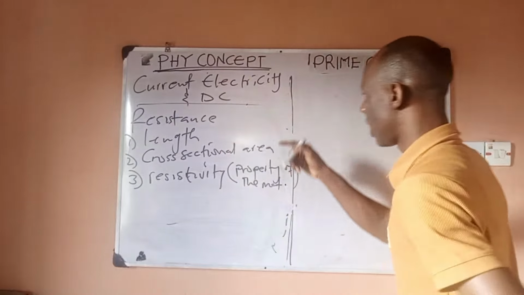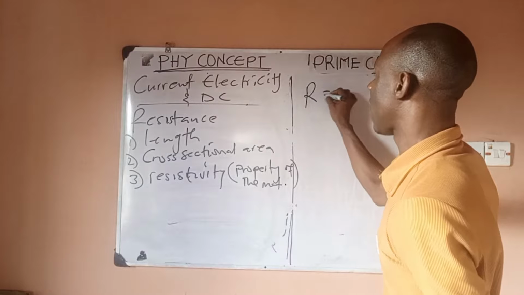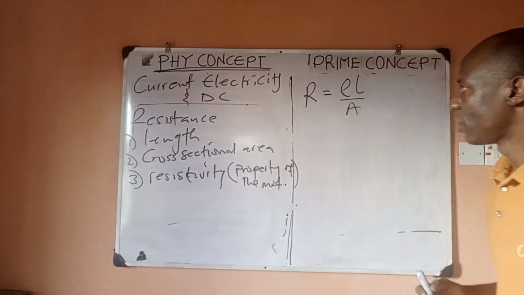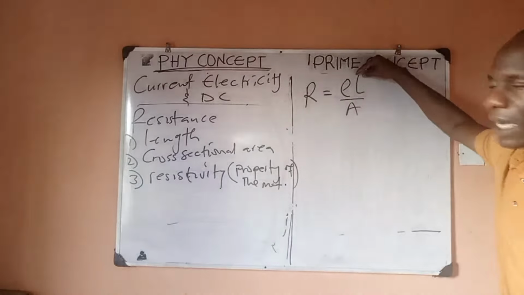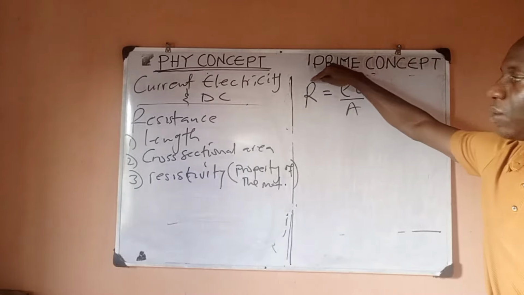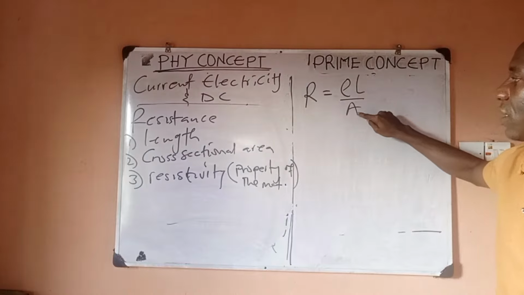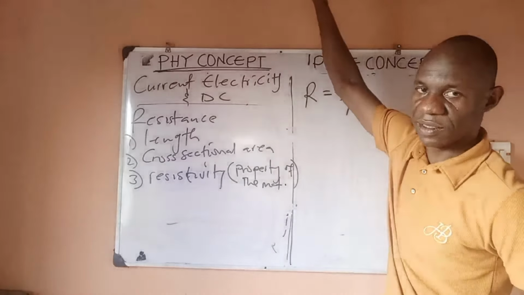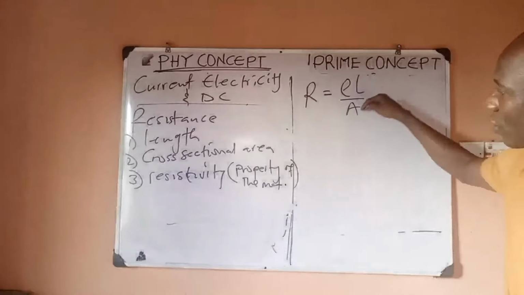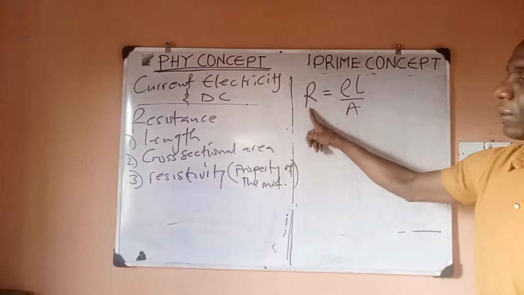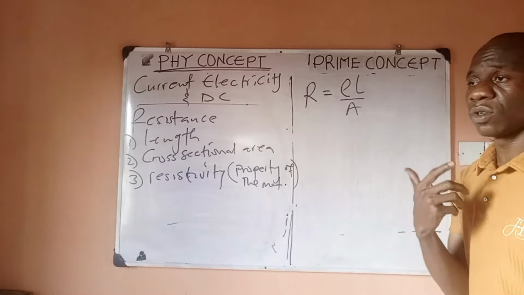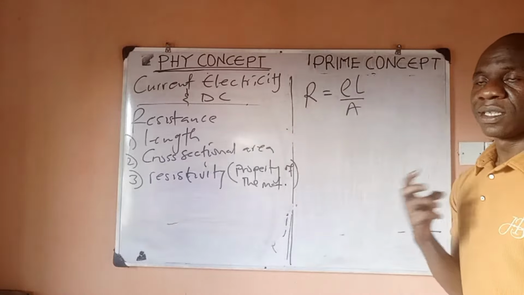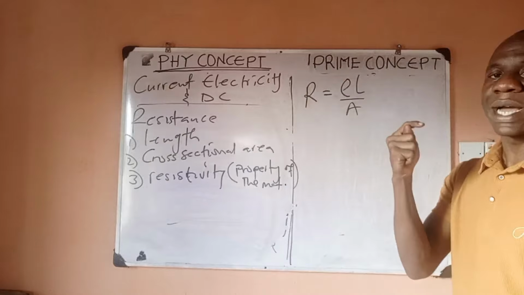What is the mathematical connection between these things? The resistance R is rho L over A. That is the formula. So you can see that as the length of the wire increases, the resistance will increase. As the cross-sectional area decreases, resistance will increase. So it's inverse. As the cross-sectional area decreases, resistance will increase. In exam, they may decide to confuse you. Instead of telling you as area decreases or as area increases, they will ask you as the thickness of the wire increases.